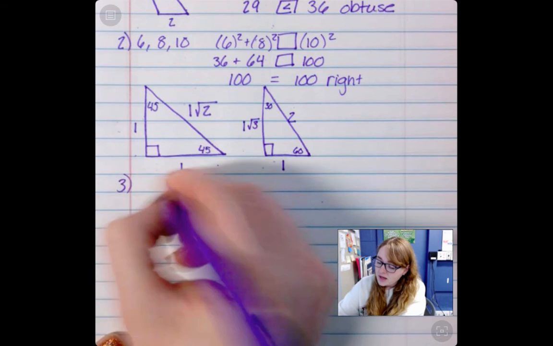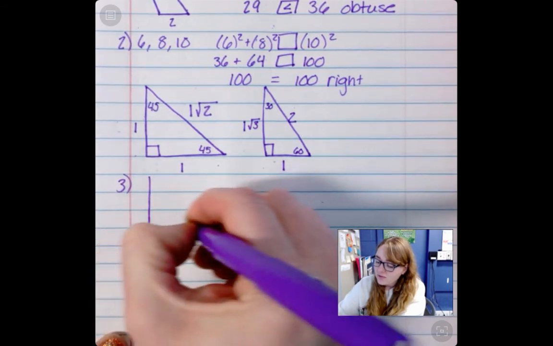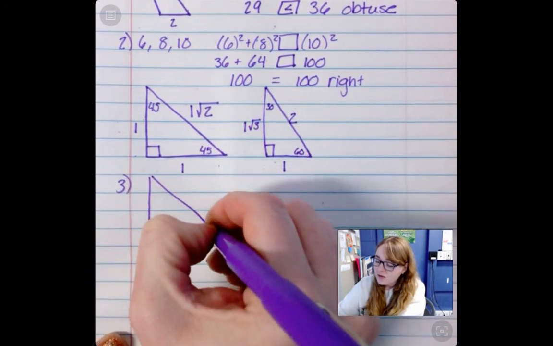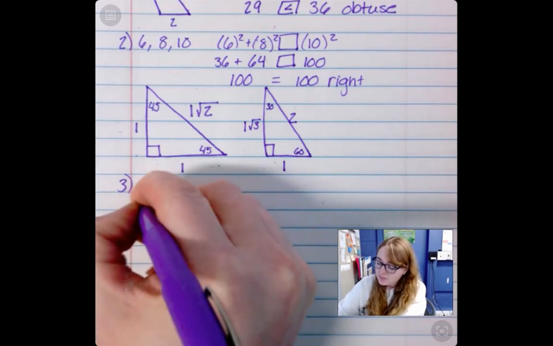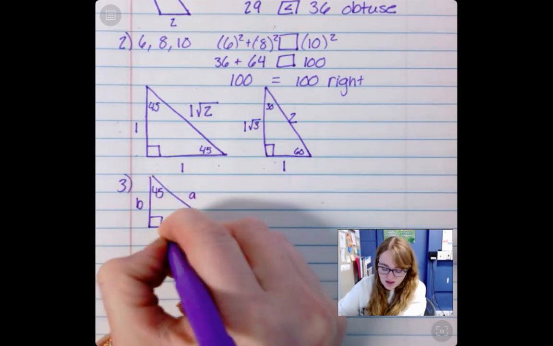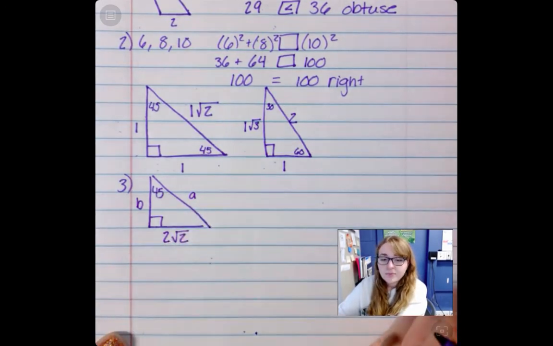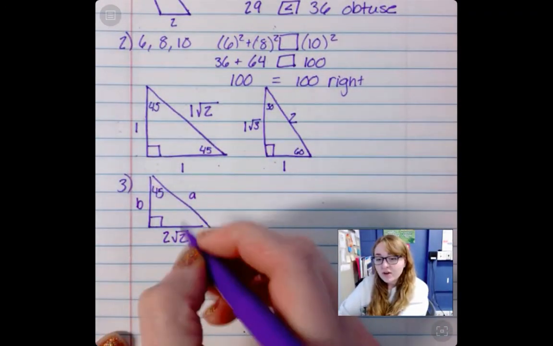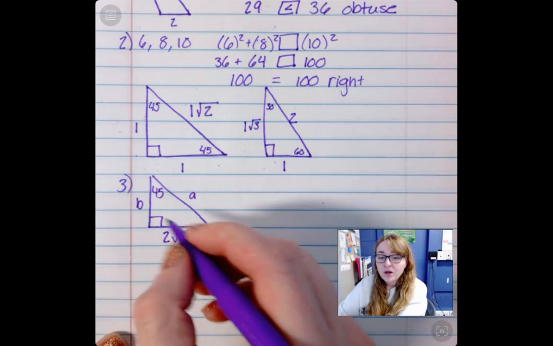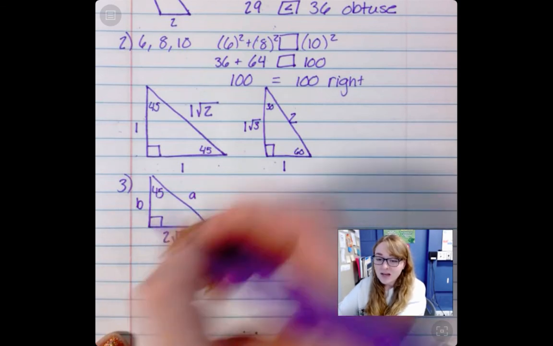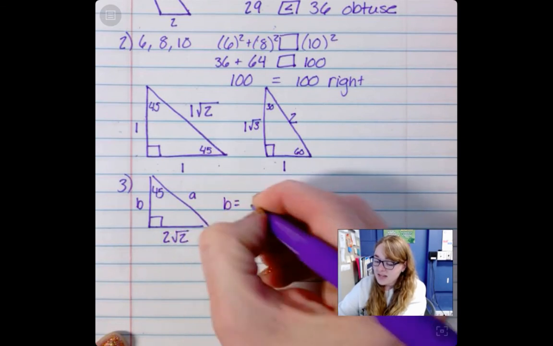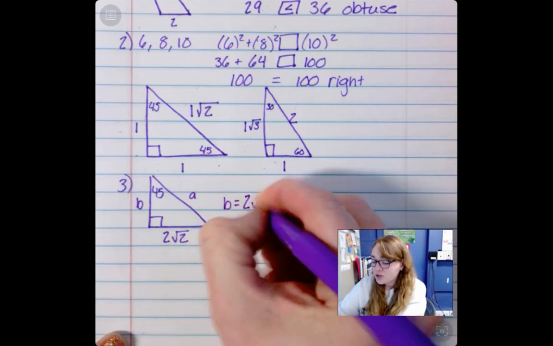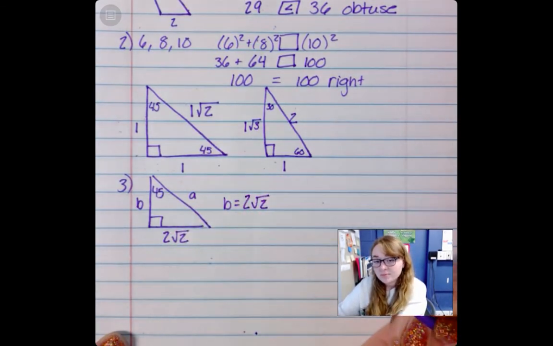So let's go ahead and do these problems here. So number 3, we have a 45, 45, 90 triangle. We have the sides B, A, and 2 root 2. As we can see, one of our legs is 2 root 2. So we know that the other leg has to be identical, it has to be congruent, has to be equal. So that B, our other leg, has to be 2 root 2 as well.